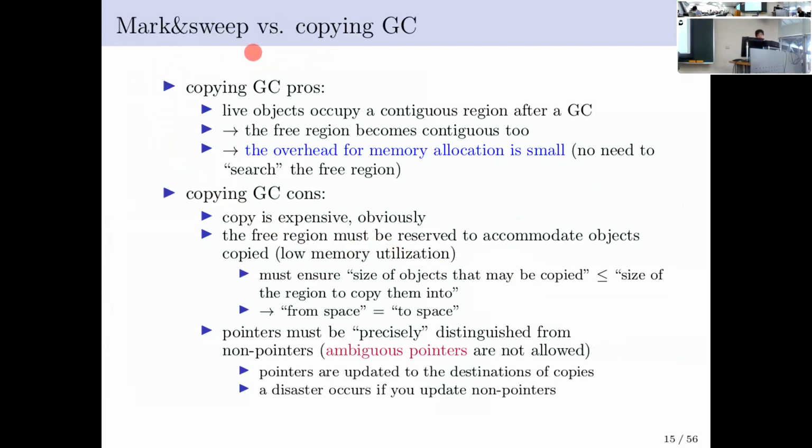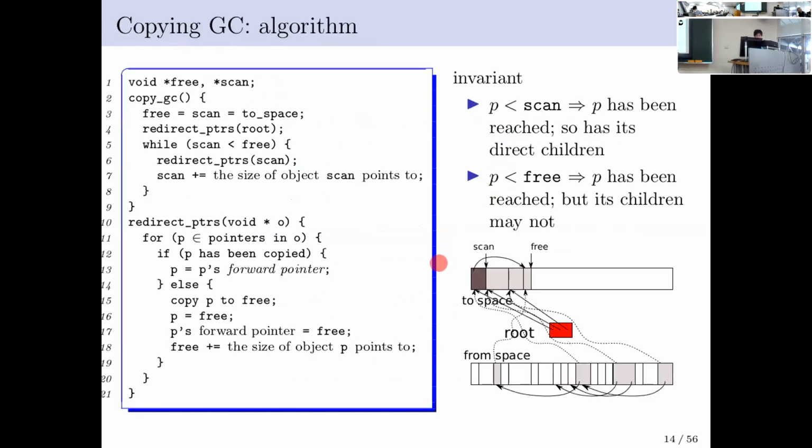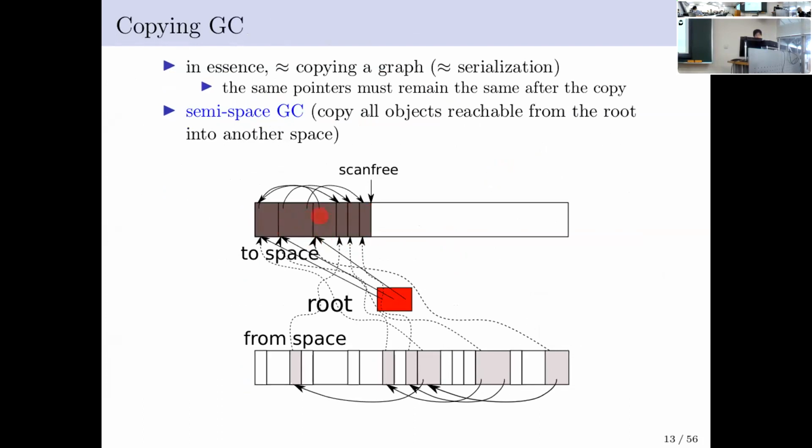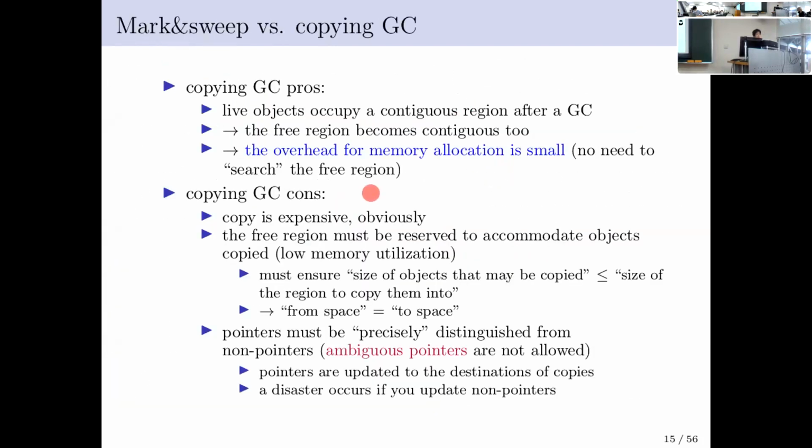Here's some comparison between mark-and-sweep and copying garbage collection. So these are the pros of copying garbage collection. One remarkable advantage is that live objects occupy a contiguous region after a garbage collection. After you are done with the garbage collection, these are live objects, right? So they become contiguous. Generally speaking, this is good for cache performance, for example.